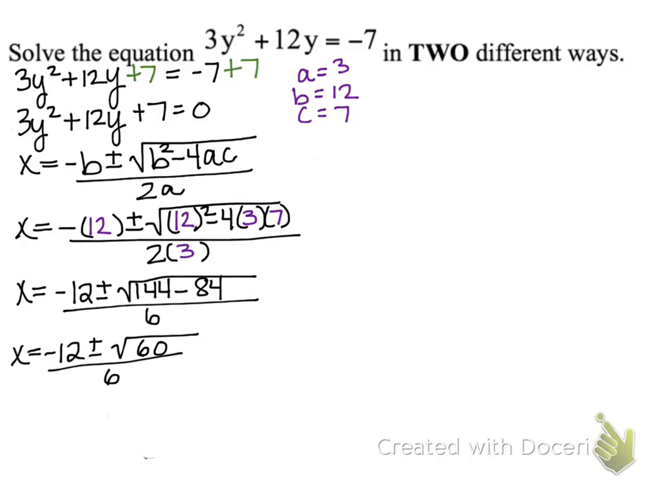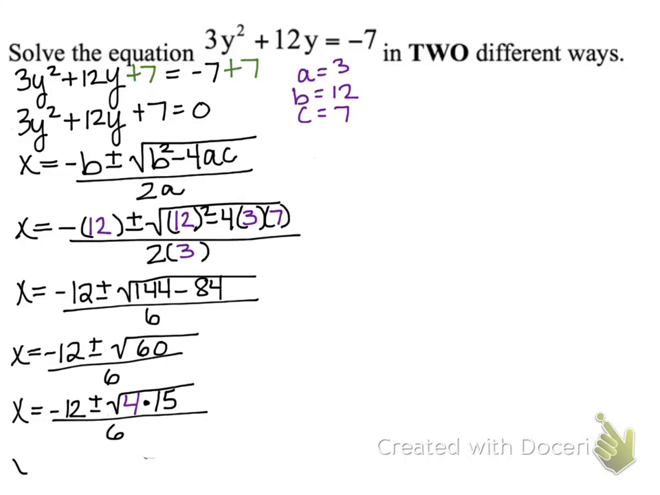And now, don't be tempted to do any simplifying just yet. You can't divide out a common factor of 6 because that 60 is underneath the radical sign. We still need to simplify that. So I am going to rewrite 60 as 4 times 15. The reason why I chose to factor it as 4 times 15 is because 4 is a perfect square, and I will be able to simplify.